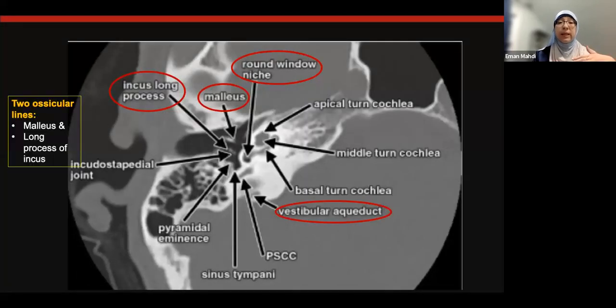And then the next cut, you should see the two lines for the ossicles, which are the malleus, and then the long process of the incus to the incudostapedial joint. So two lines, and then we will talk about the ice cream cone. But for now, you need the two lines for the ossicles. And now we start seeing the round window, which is at the end of the basal turn of the cochlea.